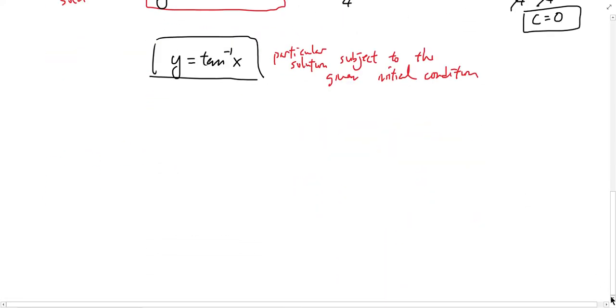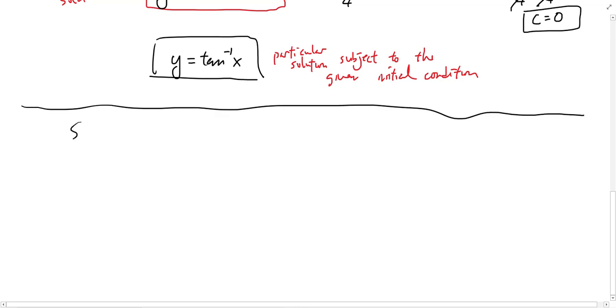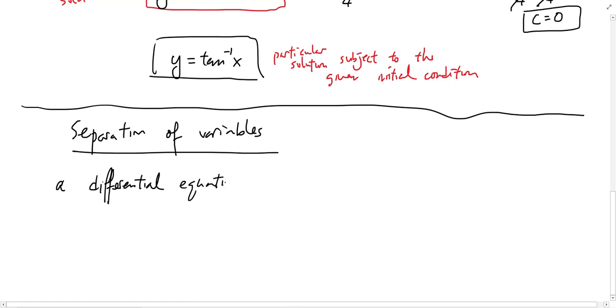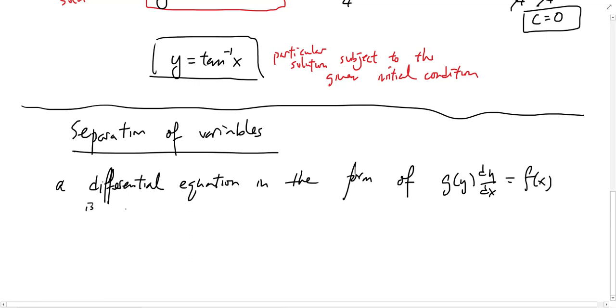The second type is what you learned back in BC Calculus. This type of differential equation can be solved by using a process called separation of variables. So what is separation of variables? A differential equation in the form of g of y dy over dx equal to f of x is called a separable differential equation.